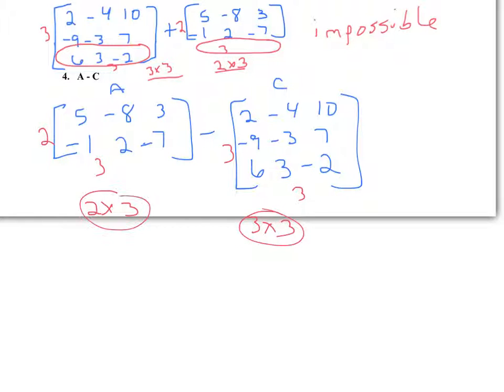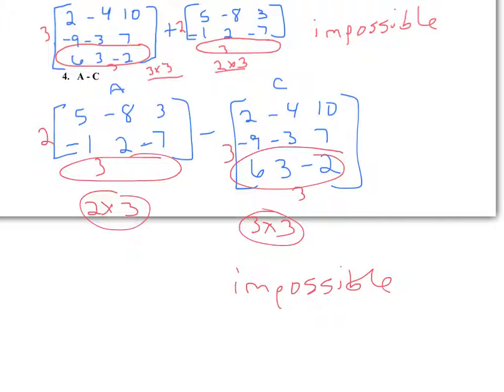These do not match, so this is also impossible. Because again, I have no corresponding row to add 6, 3, and negative 2. I have nowhere to subtract that from, so this is impossible. So make sure when you're adding and subtracting that the matrix dimensions match for each matrix you're going to add or subtract.